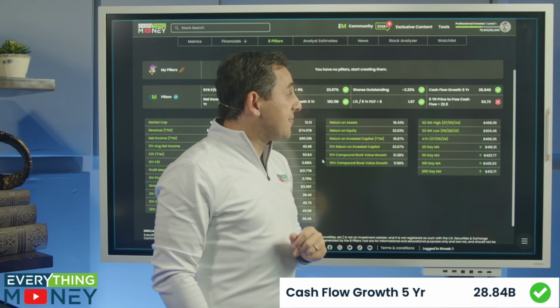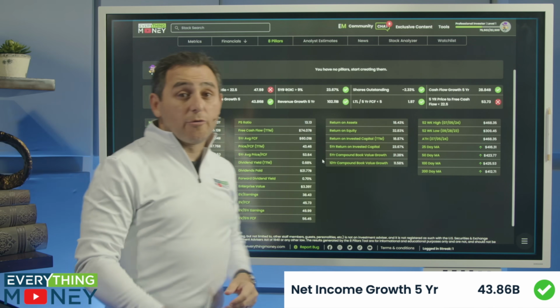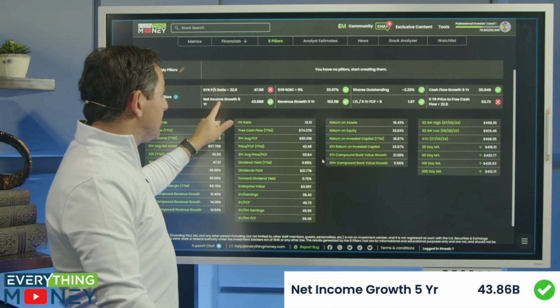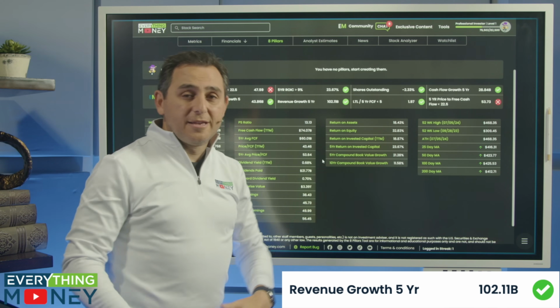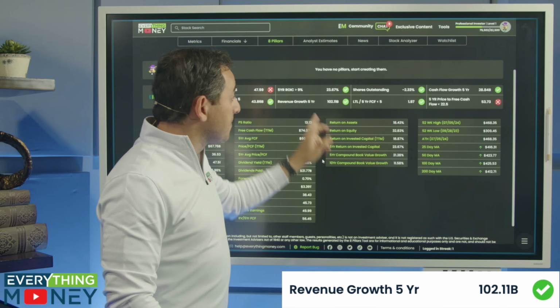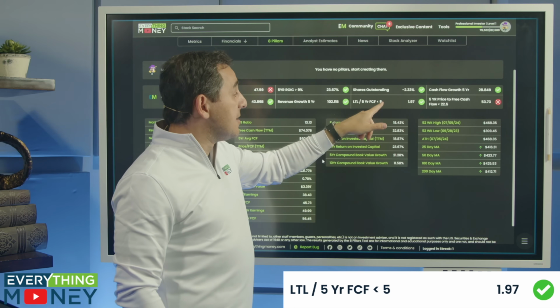Cash flow growth in the last 5 years. Very simple. Has there been more cash flow this last 12 months versus 5 years ago? If the answer is yes, check mark. 5-year net income growth. Again, is there net income growth in the last 12 months versus 5 years ago? Answer is yes, check mark. Revenue growth. Is there more revenue in the last 12 months versus 5 years ago? Very simple.